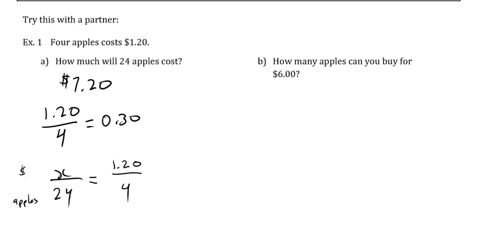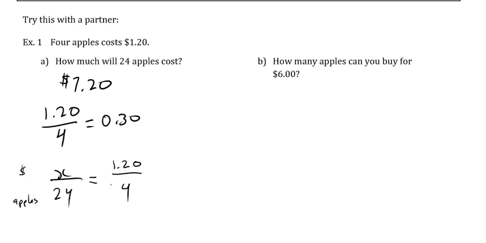So there's a couple of really important things that we did here. Dollars is on top in both cases. Absolutely must be. And number of apples is on the bottom in both cases. Absolutely must be. You can't flip-flop that crisscross. Do you understand? You cannot do that.